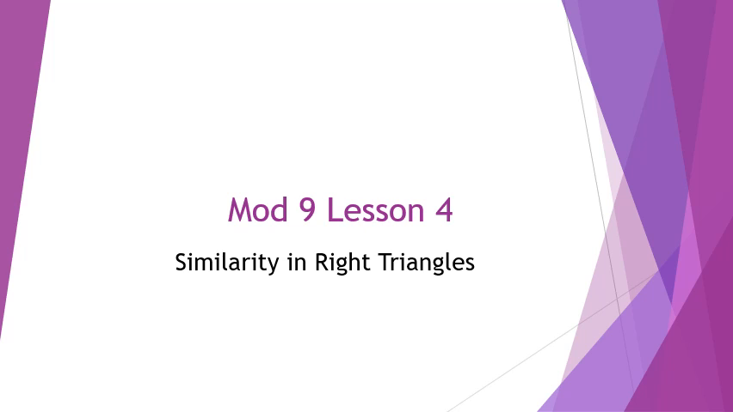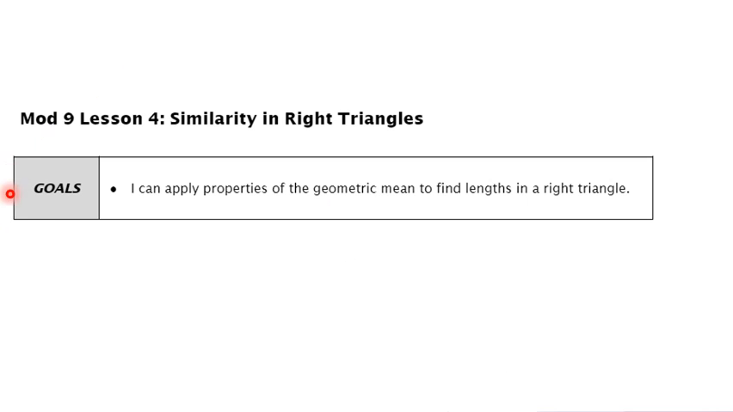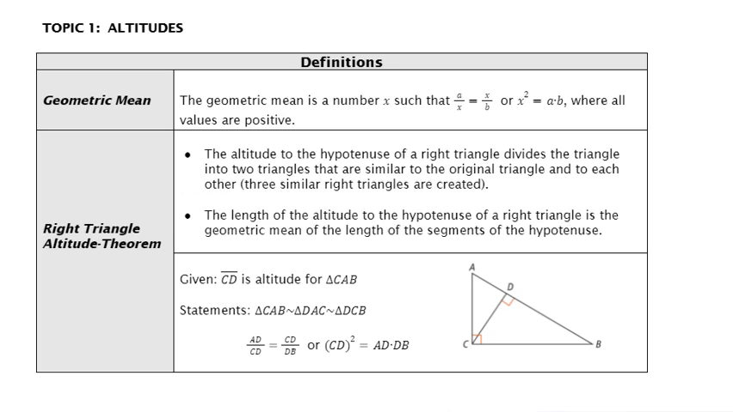This is the video for Mod 9 Lesson 4, Similarity in Right Triangles. The goal for this is going to be to apply properties of the geometric mean to find different lengths for right triangles, and specifically when we have an altitude that is drawn within a right triangle. For these problems, we're going to look at a very specific example where we have a right triangle and an altitude that's drawn within that right triangle.